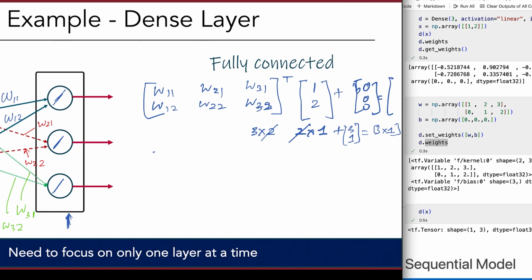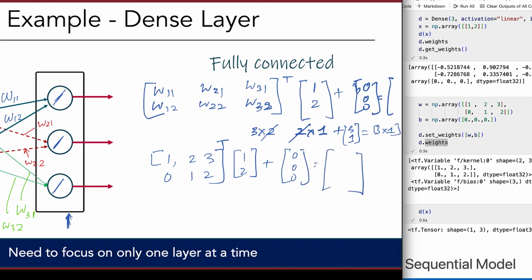So this is 1, 2, 3, 0, 1, 2, and then we pass it through 1, 2, and then we transpose this, right, 0, 0, 0, and then we should get some output. Let's take the dimension of this output. So this is 3 by 2, this is 2 by 1, and we are adding with 3 by 1. Therefore we should get a 3 by 1 output.